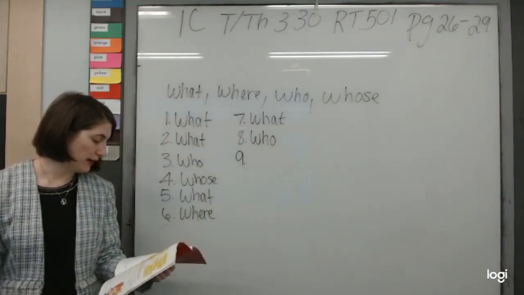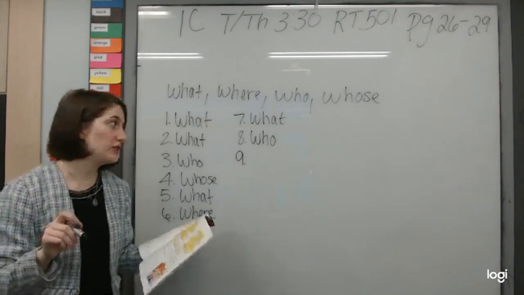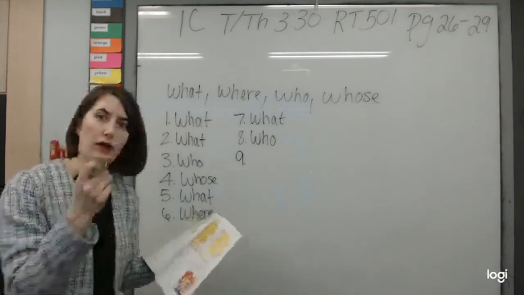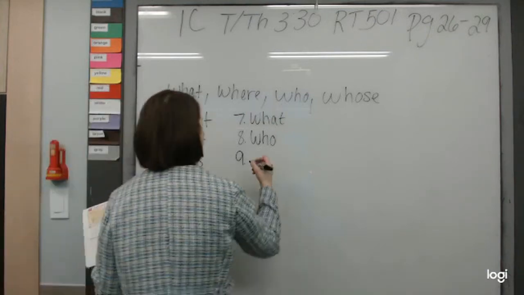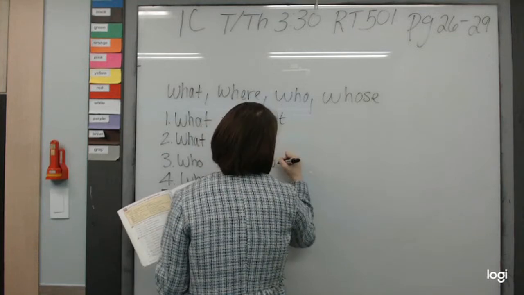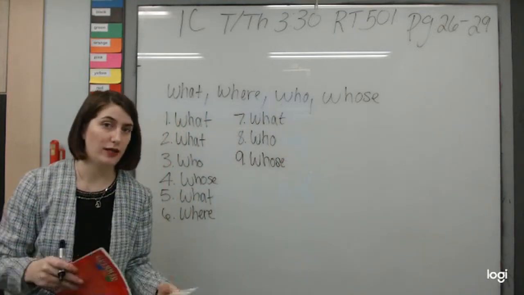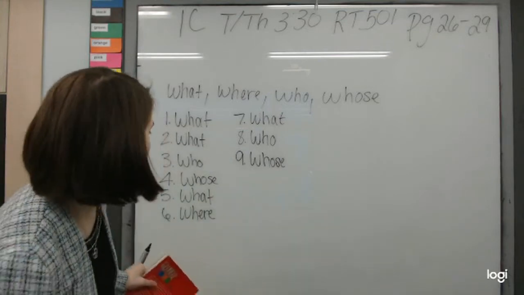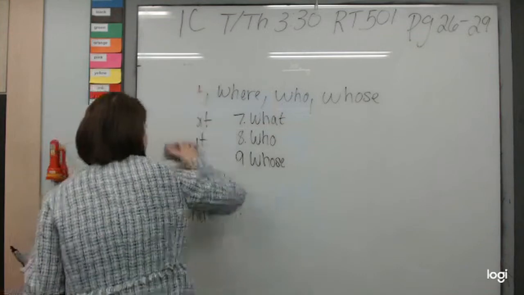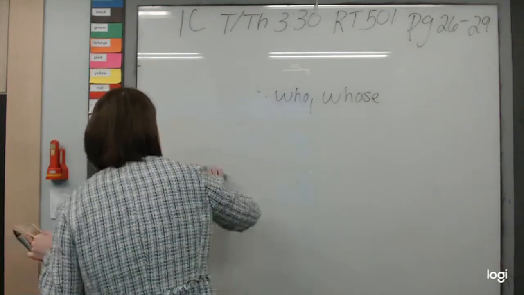So number 9, blank book is this. It is the teacher's book. All right, so we want to know who owns the book. So whose book is this? It is the teacher's book. All right, good job, guys. We are getting there. All right, now on to page 29.